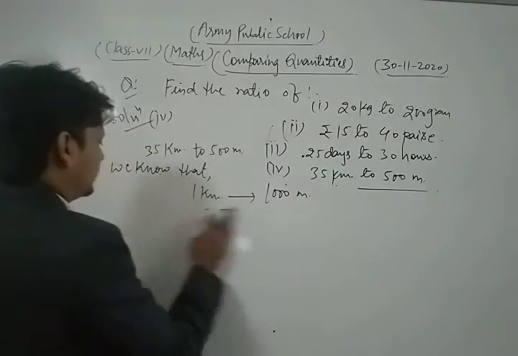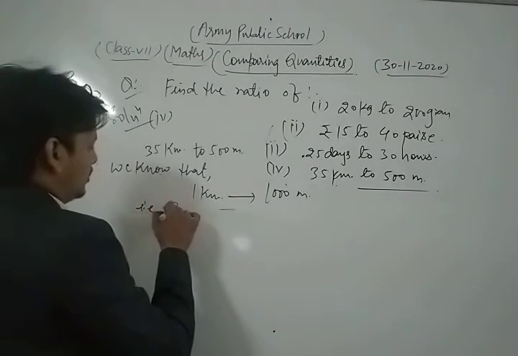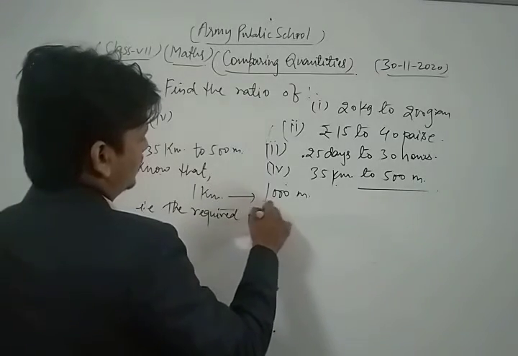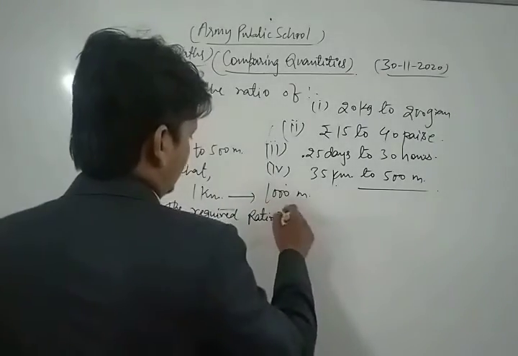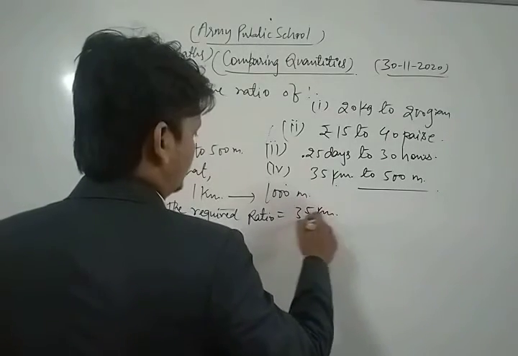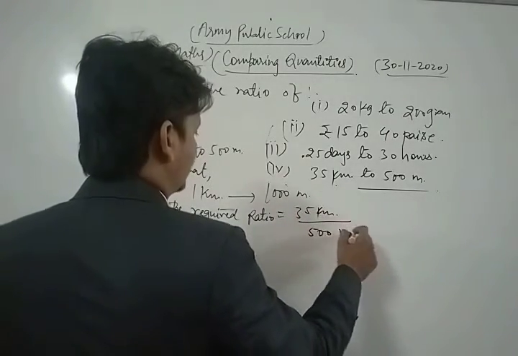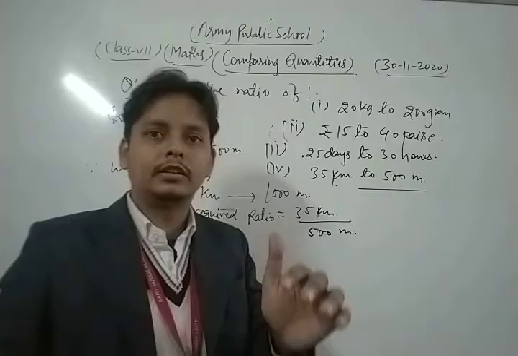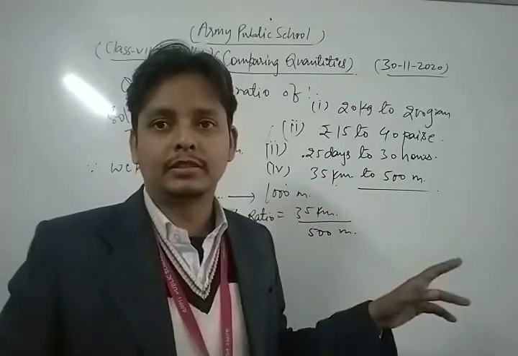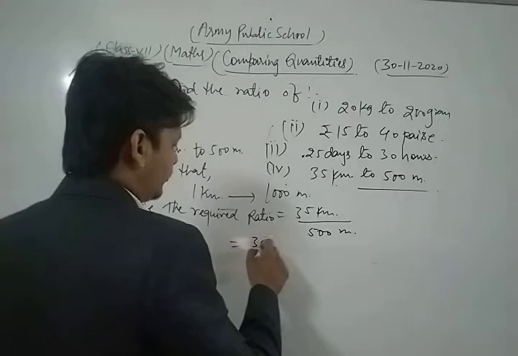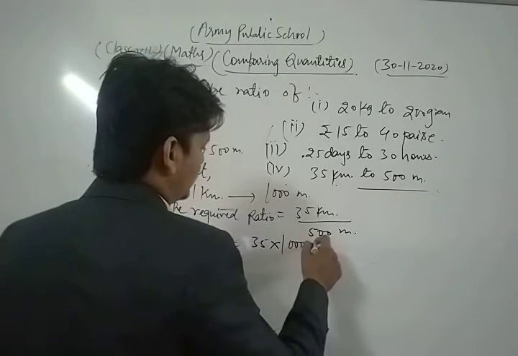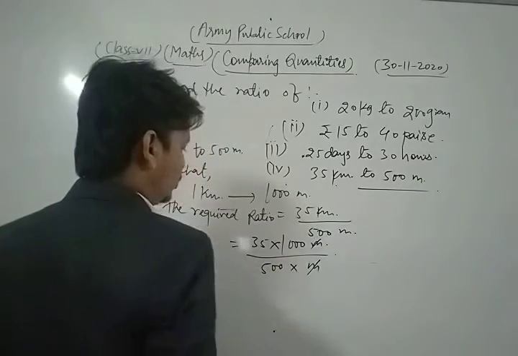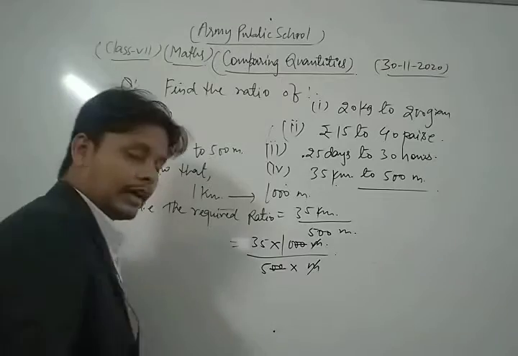So the required ratio is 35 kilometer upon 500 meter. Now dear students, we convert kilometer into meter. First of all we convert both into the same units. Now we can write 35 into 1000 meter upon 500 into meter. Meter cancels, and the zeros also cancel.